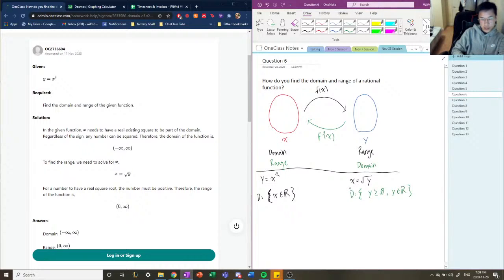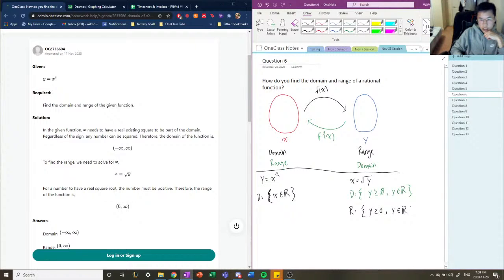Our inverse function suggests that, because of the nature of a square root, the number within the square root has to be positive. So that means that y has to be greater or equal to 0, and y is all the real numbers. So actually our range is y is greater or equal to 0.